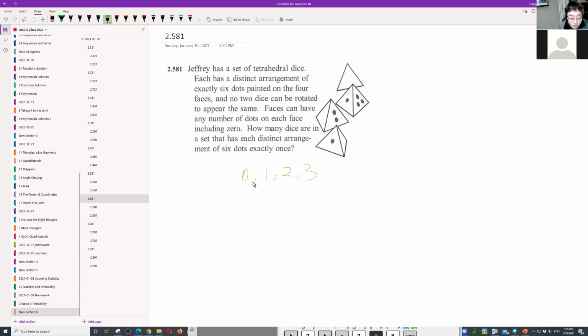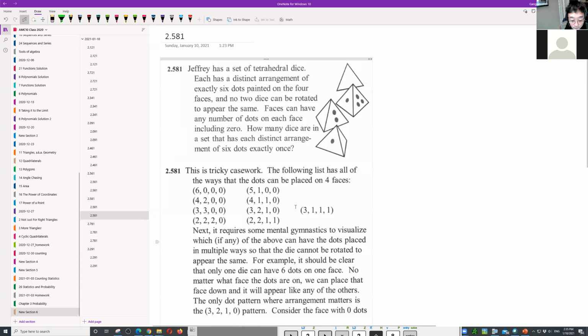Basically, you can have a lot of those. And this one, let me just check the answer directly, because this one is really difficult. Let's see what it's saying. This is a tricky case work. Following is the list of all the ways the dots can be placed on the 4 faces.